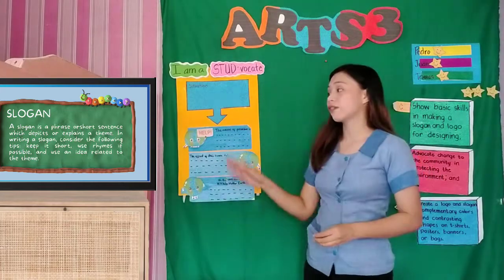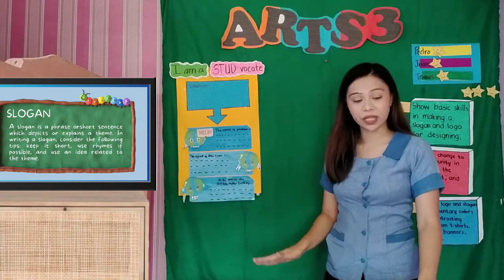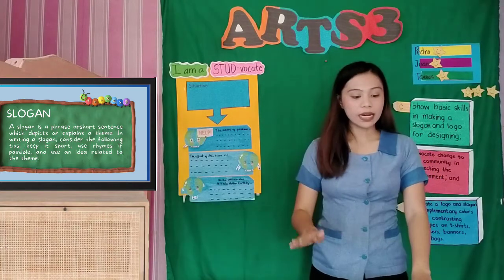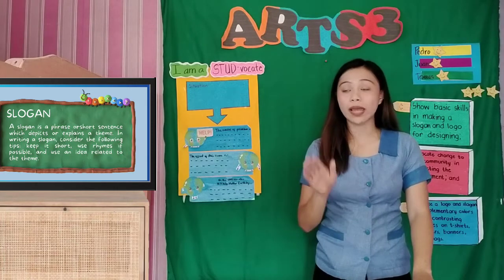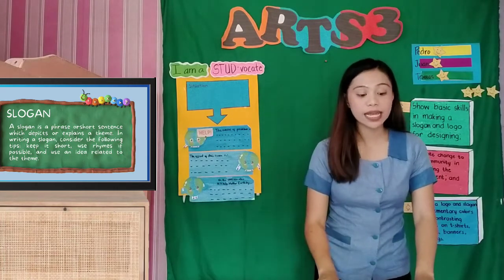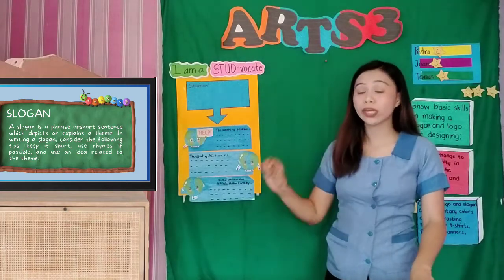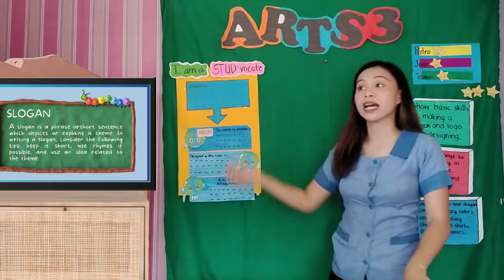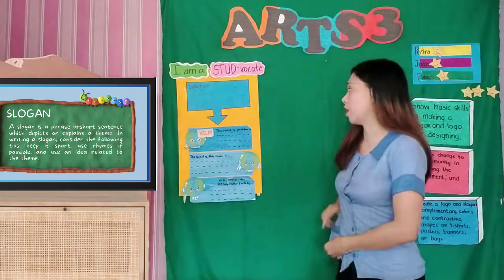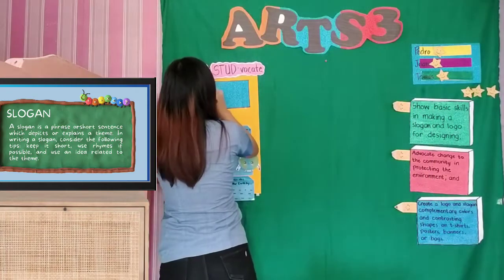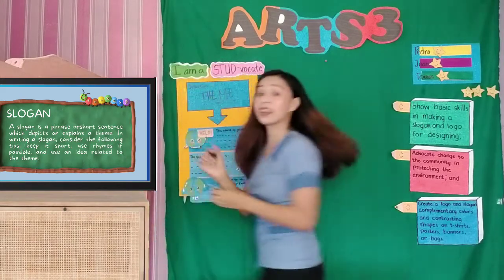Okay, what is the slogan? A slogan is a phrase or a short sentence which depicts or explains a theme. In writing a slogan, consider the following tips. We have keep it short, use rhymes if possible, and use an idea related to the theme. So, slogan is a phrase or a short sentence that represents something, represents our theme.